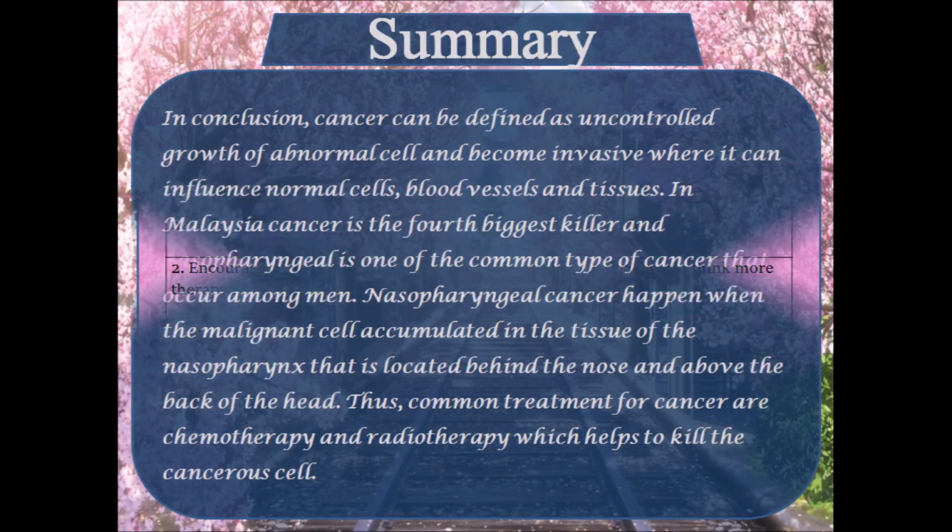In conclusion, cancer can be defined as uncontrolled growth of abnormal cells that become invasive, where it can influence normal cells, blood vessels and tissues. In Malaysia, cancer is the fourth biggest killer and nasopharyngeal cancer is one of the common types of cancer that occur among men. Nasopharyngeal cancer happens when malignant cells accumulate in the tissue of the nasopharynx, which is located behind the nose and above the back of the head. Thus, common treatments for cancer are chemotherapy and radiotherapy, which help to kill the cancerous cells.